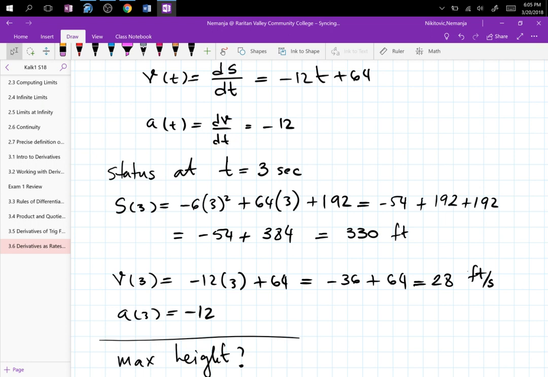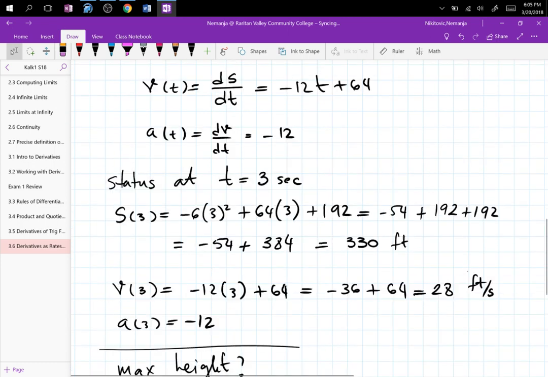So here's the experiment. If you missed that, here it is again. The object stops at the top and then comes back down. So to find the max height, we first find the time at which it occurs, and we use that time in the S equation to compute its position, its height.